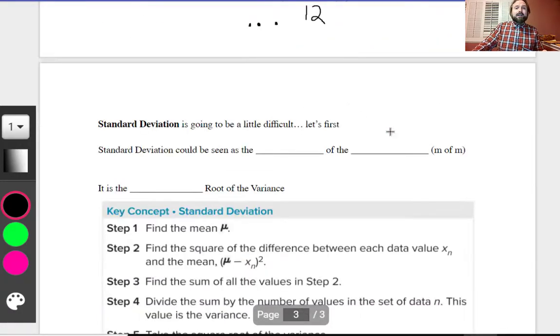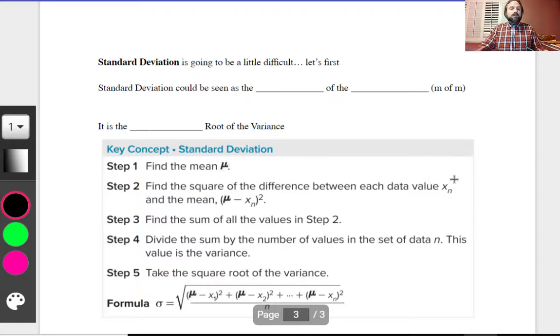Now we're getting into the tough parts right here. So standard deviation is going to be a little difficult. Let's first try to understand it.